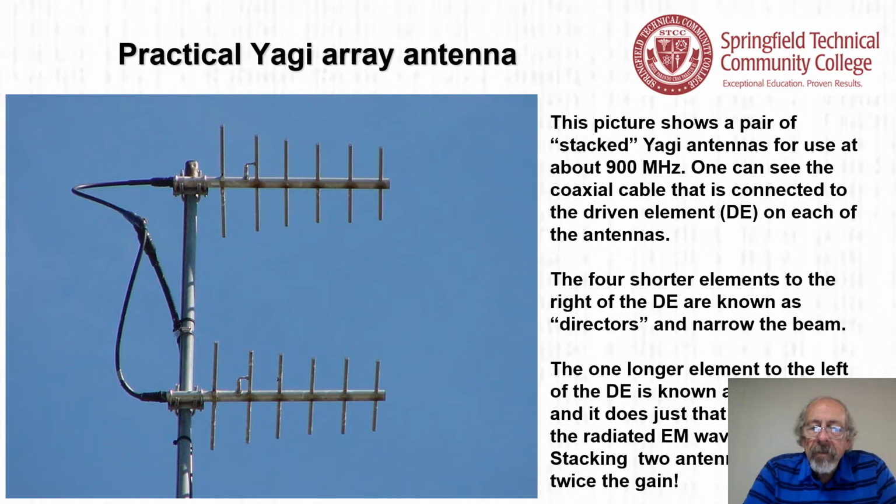The four shorter elements to the right of the driven element are known as directors and narrow the beam. The one longer element to the left of the driven element is known as a reflector, and does just that, reflecting the radiated electromagnetic wave to the right. And the other thing is stacking two antennas yields twice the gain.